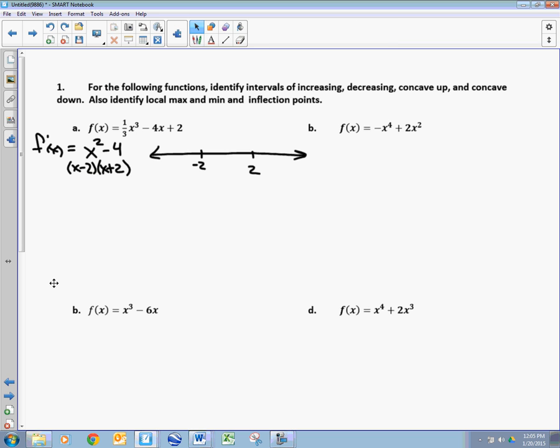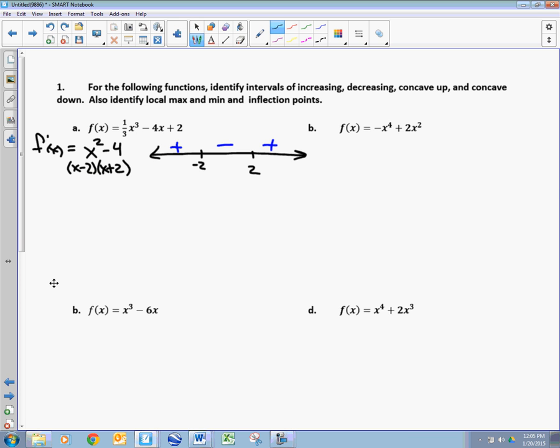Let's do some number line testing. What's the number to the left of negative 2? Sure, or negative 3. Negative 3 minus 2 is negative. Negative 3 plus 2 is negative. Negative times a negative is a positive. So am I increasing or decreasing? What's the value between negative 2 and 2? Negative times a positive is a negative. Now a value to the right of 2. 3 minus 2 is positive. 3 plus 2 is positive. Positive times a positive is positive. So therefore, I know my intervals of increasing and decreasing, where I might have local maxes and local mins.